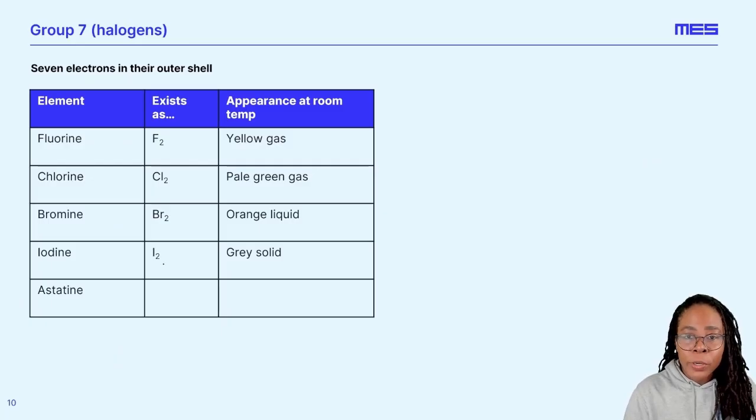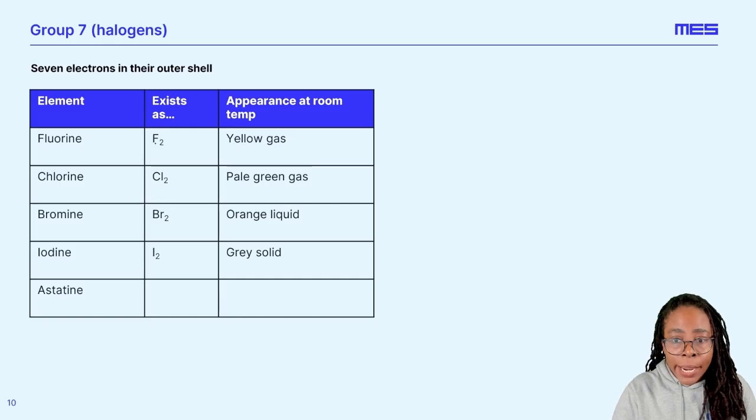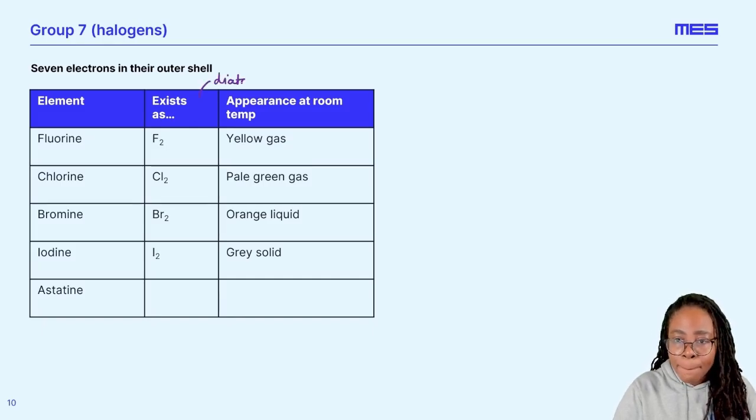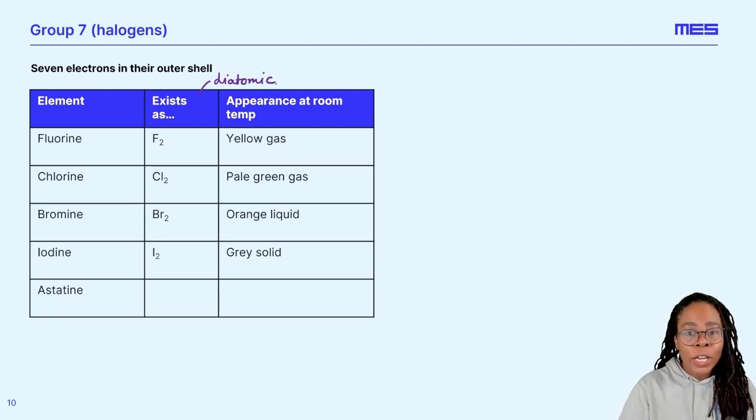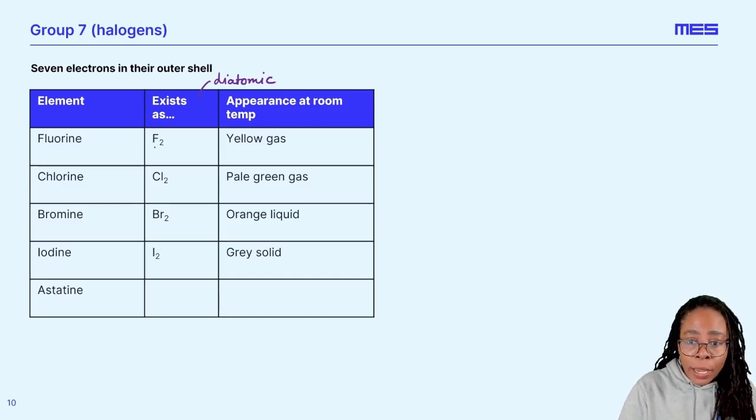The last main group that we look at is group 7, also known as the halogens. As they're in group 7, they have, of course, 7 electrons in their outer shell. Each of these elements exists as diatomic molecules, which means that they go around in pairs. So when we're talking about fluorine or chlorine or bromine or iodine, and we wanted to write the formula, we'd write those as F2, Cl2, Br2, and I2, because they exist as pairs of molecules covalently bonded together.